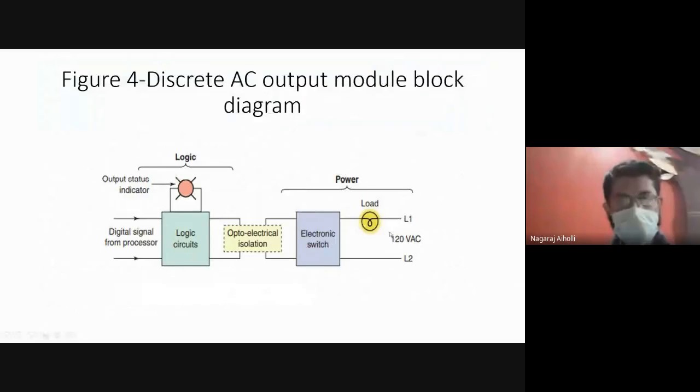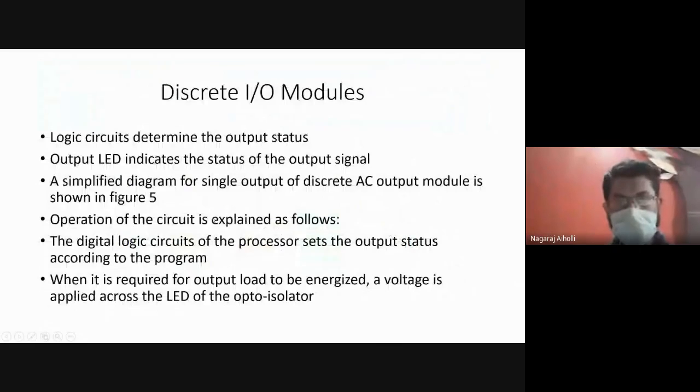In the next figure, we are seeing the discrete AC output module, the simplified diagram, as we did for the input module. That is explained in the next figure, operation of the circuit. You can see here.